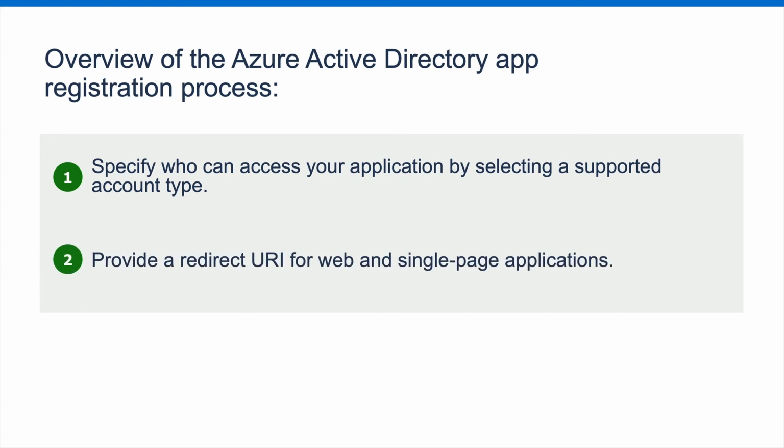You'll also need to provide a redirect URI for web and single-page applications. This URI is the location where the Microsoft Identity Platform redirects a user's client and sends security tokens after authentication occurs. So now that we've covered that overview of this app registration process, let's jump into an exercise and take a hands-on look at how this works.